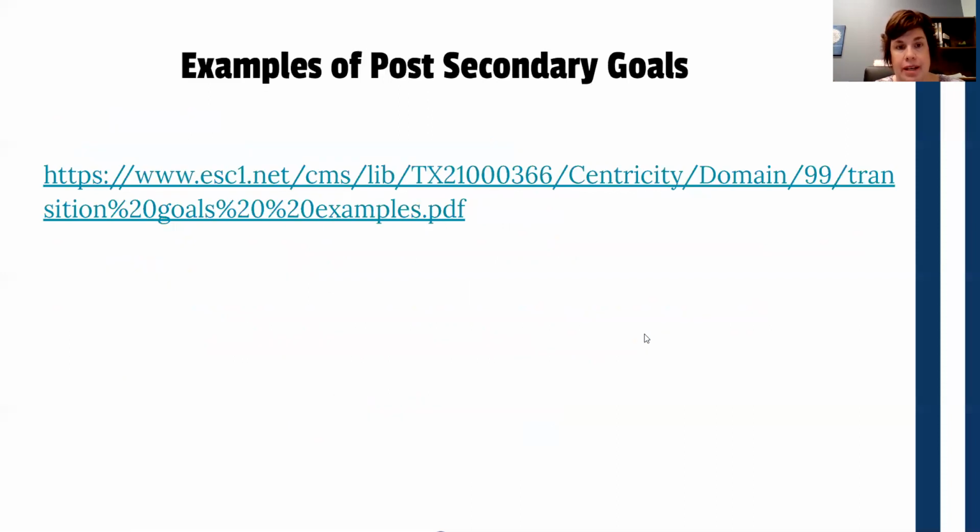The next slide here is just some examples. We've got numerous examples of post-secondary goals. Please feel free to look at those, get some ideas, see maybe how they are comparing to how you write post-secondary goals.